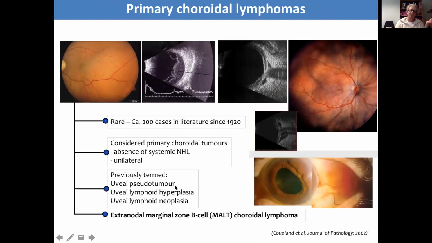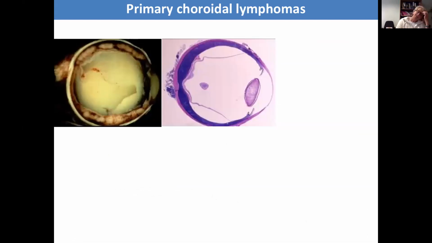And it has been given a number of terms in the literature, the uveal pseudotumor, hyperplasia, but it was actually demonstrated by Ben Ezra in the 1990s that this was indeed a malignancy. And we, with the help of others at the AFIP, demonstrated that this is indeed a so-called MALT lymphoma. So this is a very advanced primary choroidal lymphoma. You can see the extent of the infiltration within the choroid and extending up into the ciliary body.